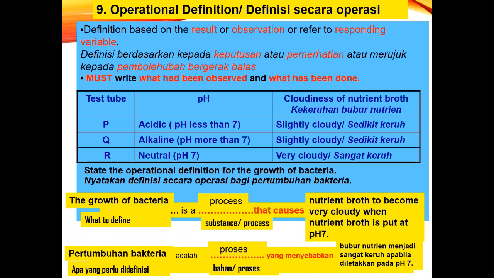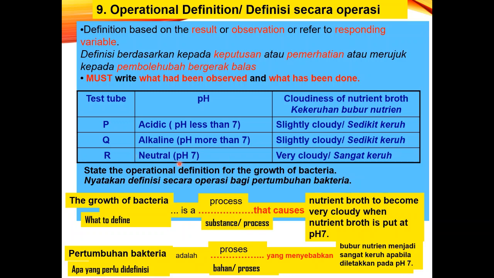So the growth of bacteria is a process that causes. Biasanya kita guna perkataan dua ini yang menyebabkan. That causes the nutrient broth to become very cloudy when the nutrient broth is put at pH 7. So the nutrient broth to become very cloudy, you can get the answer from here, right? So very cloudy when the nutrient broth is put at pH 7.